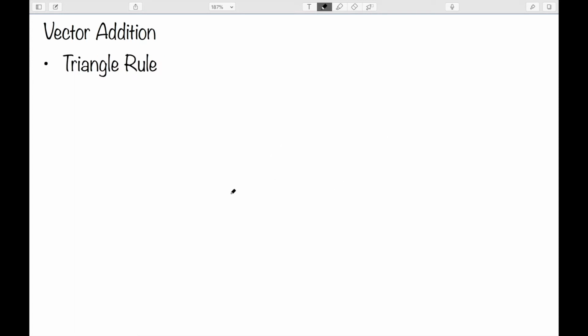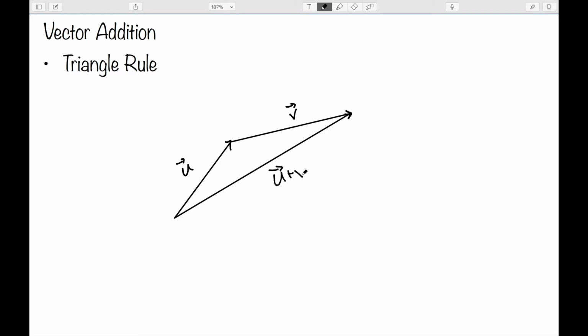We can also define vector addition using what's known as the triangle rule. For the parallelogram rule, we needed the initial points of the vectors to coincide. But here, the initial point of one should be the terminal point of the other. So as an example, here's a vector u and a vector v. The initial point of vector v is the terminal point of vector u. In this case, we would draw the other side of the triangle, and this would be u plus v. So this is the triangle rule: we make the initial point of one the terminal point of the other, and then we draw the third side of the triangle to get the sum.